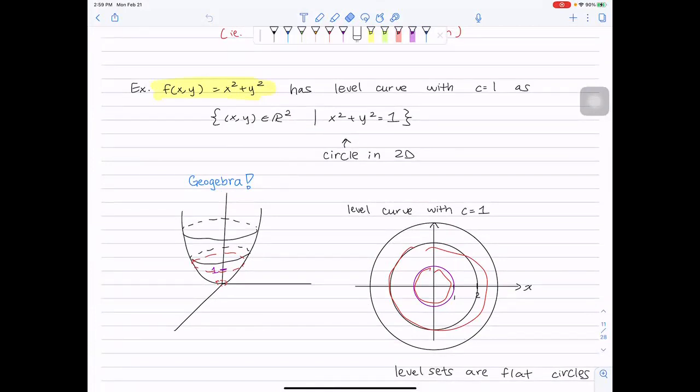So here I specified C equals 1, but if you just had any C, you have x squared plus y squared equals C as your level set. So if you set C equal to 1, what do you get? You get x squared plus y squared equals 1. So that's a circle centered at 0 with radius 1. So that's C equals 1. That's one level set. If you set C equal to 4, that's a circle centered at 0 with radius 4.